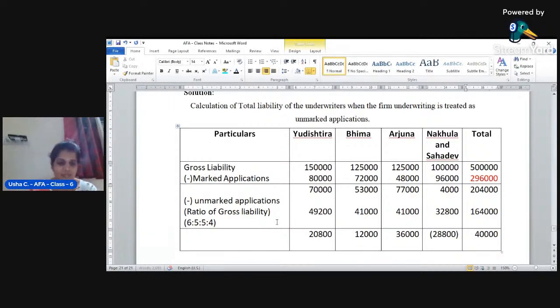What next we have to do? Can anyone tell me what next we have to do? Shall we add the four underwriters? What's the next procedure we have to do? Can anyone tell me fast?